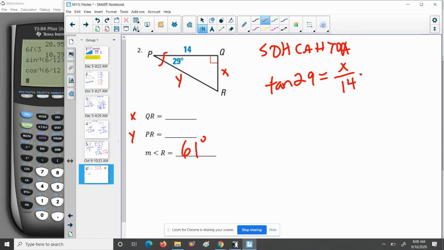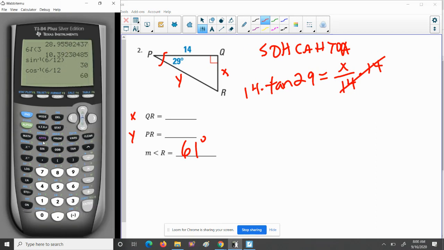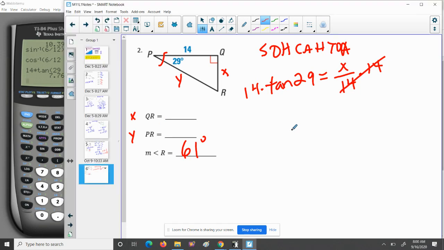In order to solve for X, we need to multiply by 14. So now we're going to type 14 times the tangent of 29 into our calculator. And notice this is the regular tangent. This is not the inverse because we're not solving for an angle. We only use the inverse when we're solving for an angle. 14 times tangent of 29. So our side is 7.760. So QR is 7.760.